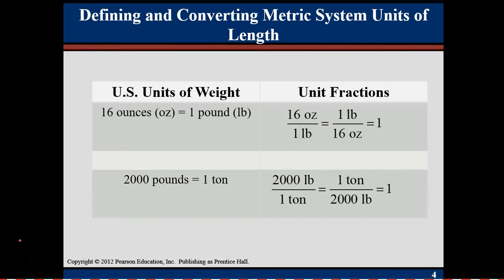There's 16 ounces in 1 pound, and there's 2,000 pounds to 1 ton. You can write ounces on top, the smaller, over the larger measurement of the 1 pound, or you can have it the other way around. What you're converting to is what you'll want up on top. So if you're converting to ounces, you'll have ounces on top. If you're converting to pounds, you'll want pounds on top.